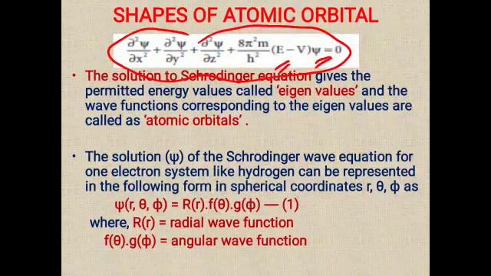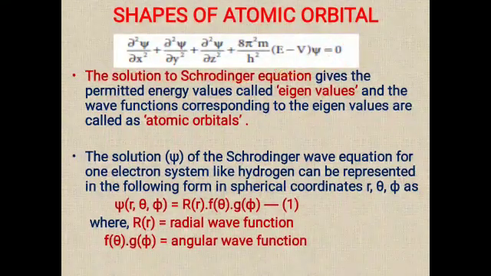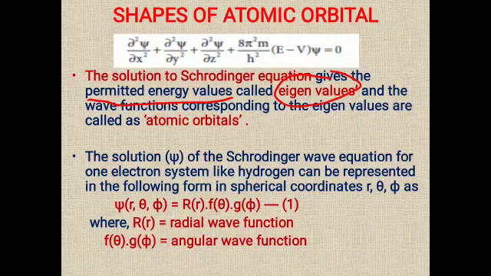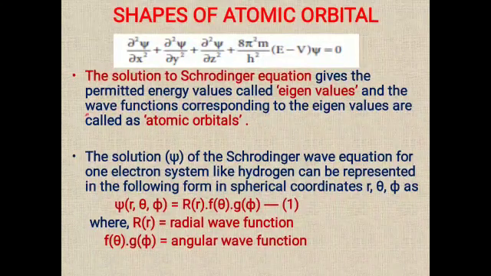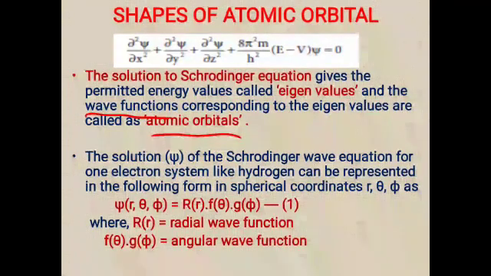That solution gives the permitted energy values. That permitted energy value is called the eigenvalue. The permitted energy value is nothing but the value that gives information about the exact location of the orbit and orbital from the nucleus. And the wave functions corresponding to the eigenvalue are called atomic orbitals. What is called a wave function?